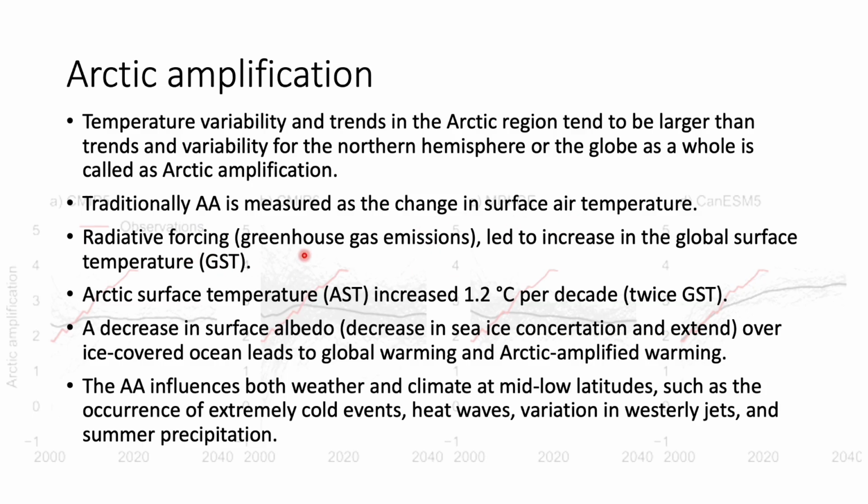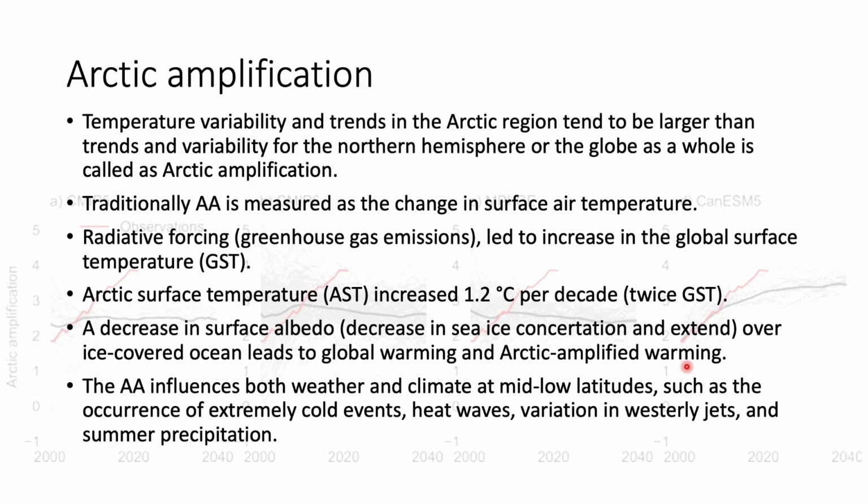The radiative forcing, mainly from the greenhouse gas emissions, leads to the increase in the global surface temperature. Arctic surface temperatures increased 1.2 degrees per decade. This is twice the global surface temperature increase. And a decrease in the surface albedo, that means a decrease in the sea ice concentration and extent over the ice covered ocean, leads to global warming and Arctic amplified warming.